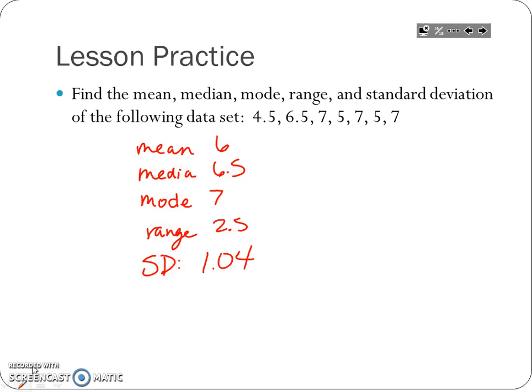Actually, I think 1.04 may be the only approximate one. But anyway, work through that. See if you guys can get all those answers. If you don't, come in and ask questions. I'll help you with it.